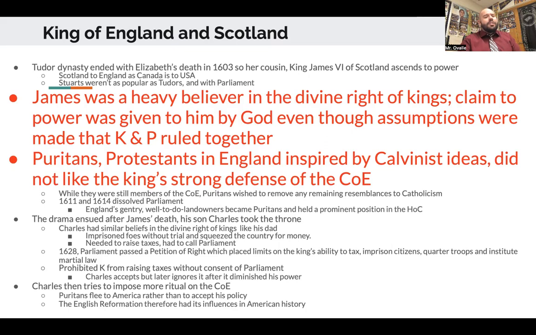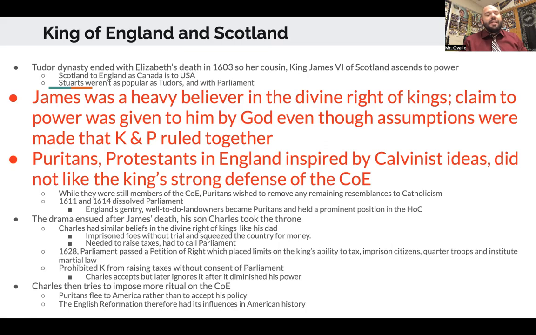So the Stuarts, however, weren't as popular as the Tudors or with Parliament. James was a heavy believer in the divine right of kings, that claim to power that was given to him by God, even though assumptions were made that King K and Parliament P ruled together. Puritans, or the Protestants in England, inspired by Calvinist ideas, did not like the king's strong defense of the COE, Church of England. While they were still members of the Church of England, Puritans wished to remove any remaining resemblances to Catholicism.